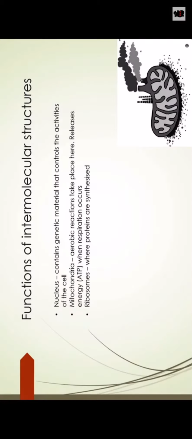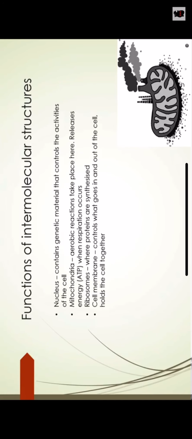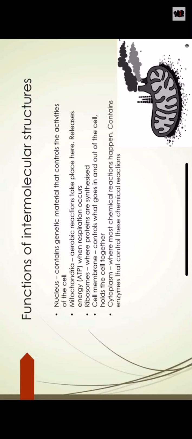Ribosomes, where proteins are made. Cell membrane controls what goes in and out of cells. So this could be molecules, this could be the products of respiration letting out energy and then taking in other substances, and it holds the cell together. Cytoplasm is a jelly-like substance. It's where most of the chemical reactions happen. This is where anaerobic respiration occurs, and it contains enzymes that control these chemical reactions.